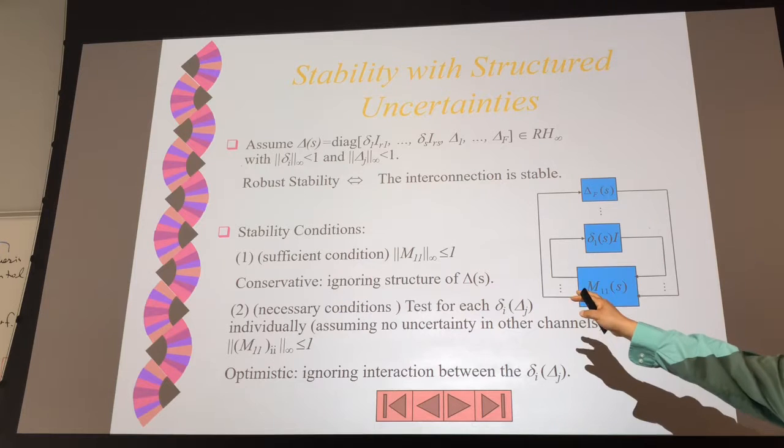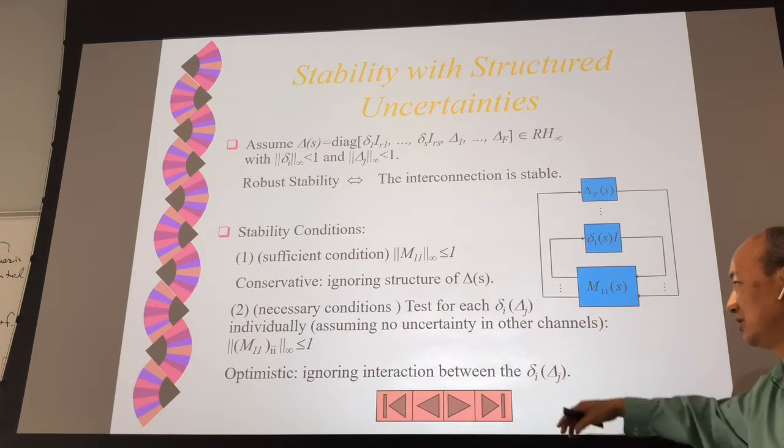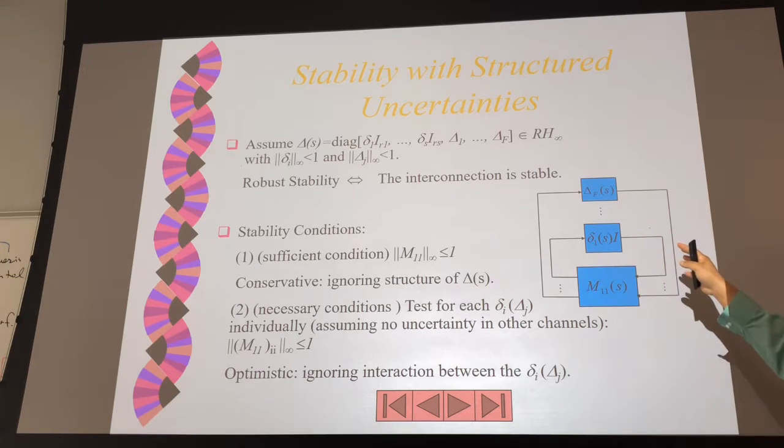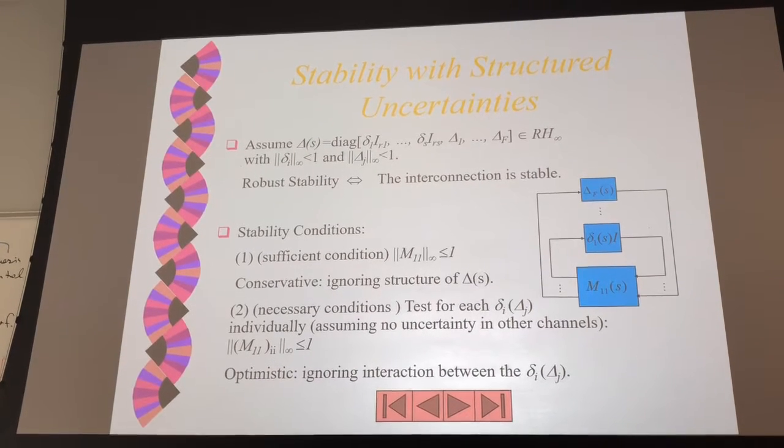So sufficient is good, but it's conservative. Necessary may not be true because we ignore all the interactions between all these deltas. So I hope you understand the sufficiency and necessity here. Both of them are not very good. So can we have something in between? Can we really have something that is less conservative and sufficient?